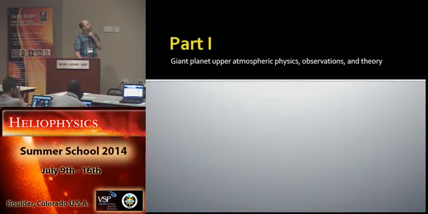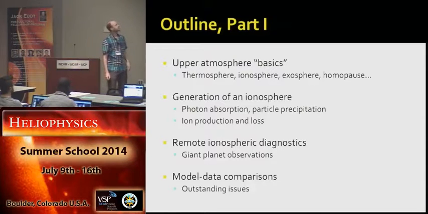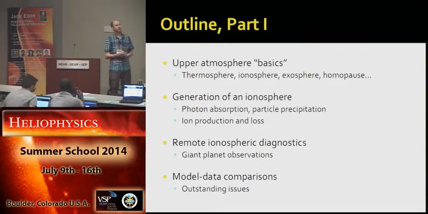Okay? So part one, the giant planet basics. I'm just going to review some of the basic theory. Again, Rod presented much of it that's relevant for the atmosphere already. And then I'll go into how you actually generate the ionosphere, what are the ionizing sources, photons and particles in particular, and what are the relevant ion productions and loss of the giant planets, how do those differ from other planets, and so on.